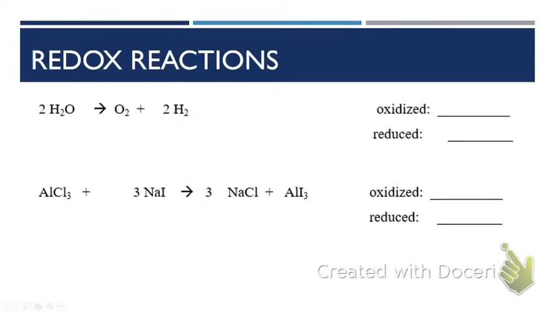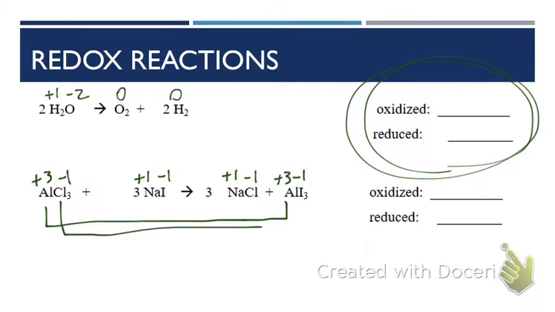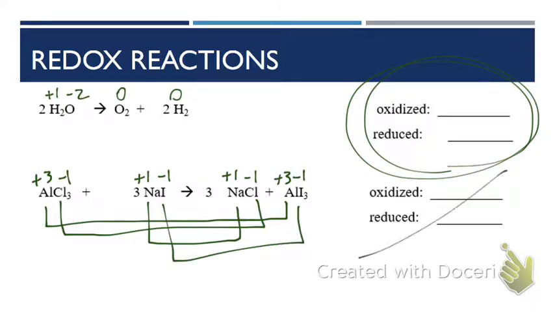In the next two examples, I've found all of your oxidation numbers for you, so I want you to give this a try. I'll check this as I'm coming around and stamping things, see if you can figure out who's being oxidized and who's being reduced. In this next example, though, I kind of want to go through it because aluminum's not changing, chlorine's not changing, sodium's not changing. Nothing is changing. Nothing is being oxidized or reduced.